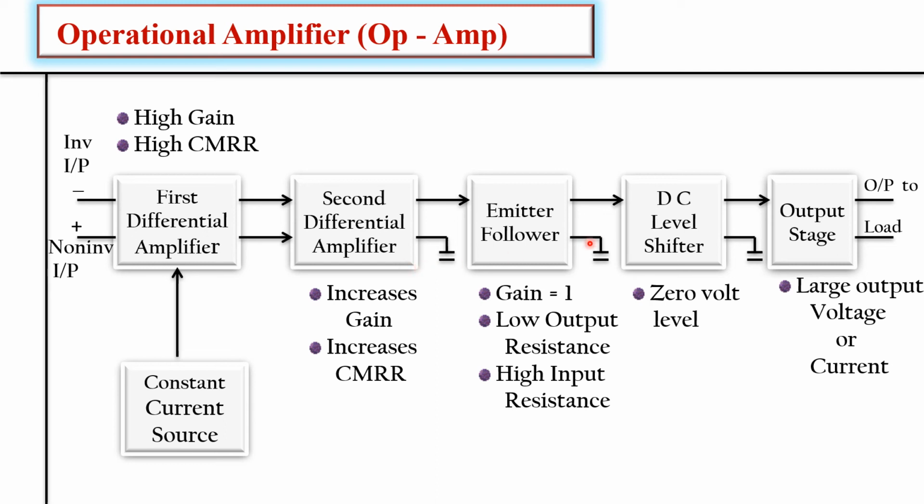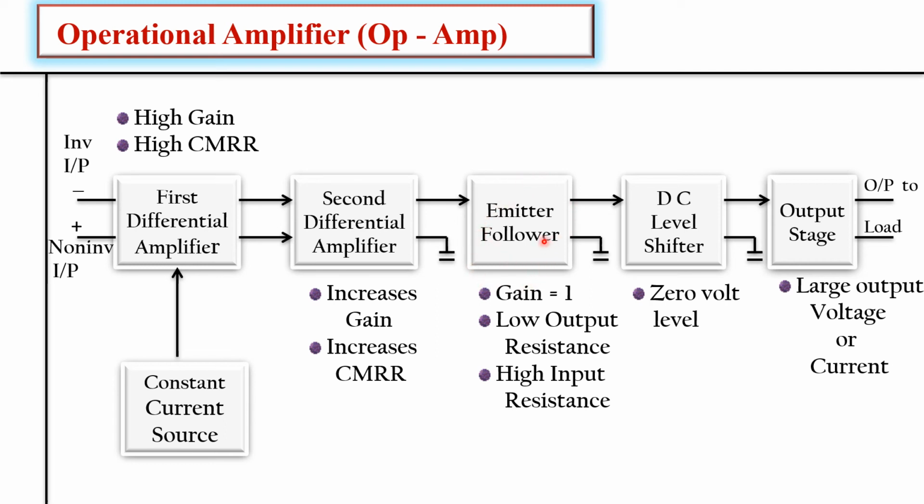Then the next block, that is emitter follower. It is again single-ended input and single-ended output. The other terminal is grounded. Now the emitter follower gain is 1, has a very high input impedance and very low output impedance. The gain of this amplifier is almost unity. So its gain is 1.